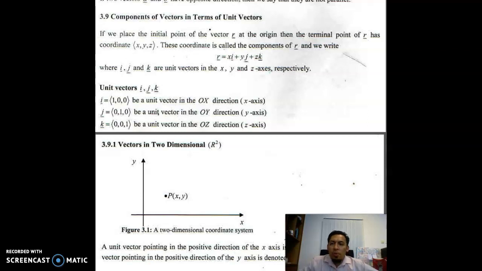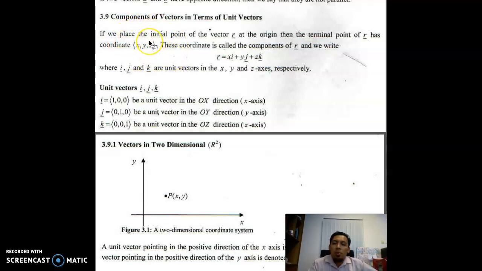Okay guys, let's proceed with the component of vectors in terms of unit vectors. What does it mean by component of vectors? That is the first thing that you need to be clear with. The component that you have in one vector is this.